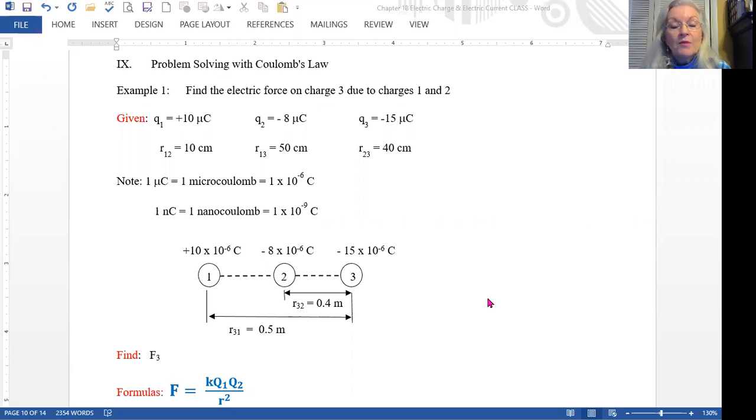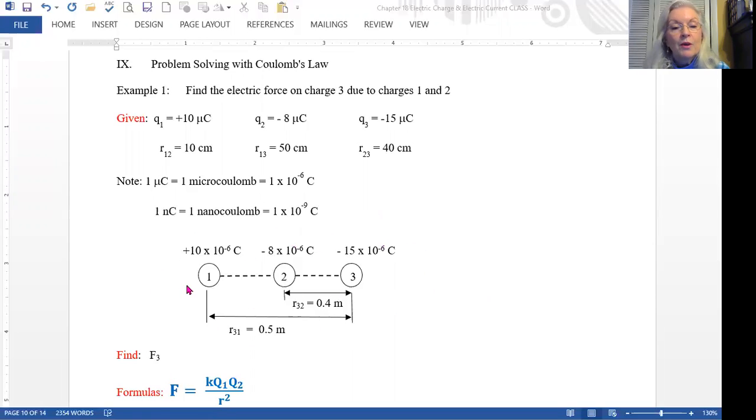It is sometimes, in fact, called the E field. So hopefully you'll be able to keep them straight. So let's look at our first example. We want to find the electric force on charge 3 due to charges 1 and 2. So I'm going to have to give you some information. I'll have to give you some sort of a diagram showing the charge distribution.